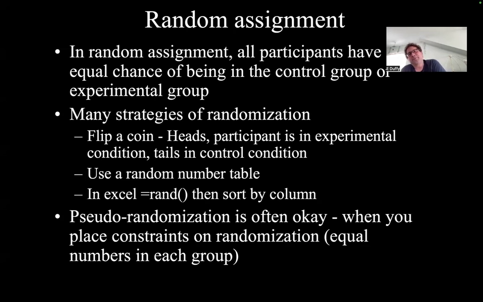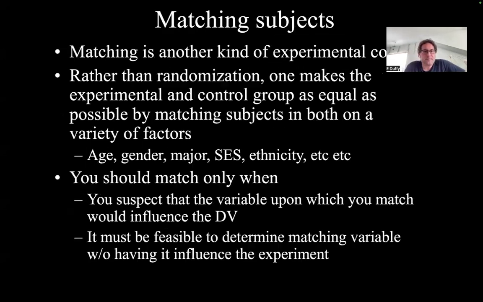Now, pseudo-randomization is often okay. In my experiments, what I do is that every other person that comes into my study is in one or the other condition. Let's say there are two conditions in the experiment. I pseudo-randomize it so that if your subject number is even, you get into condition one. If it's odd, you get into condition two. That usually works for most people and in most conditions, and so that's an okay way of doing this.